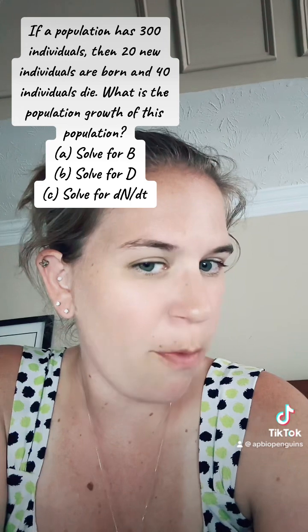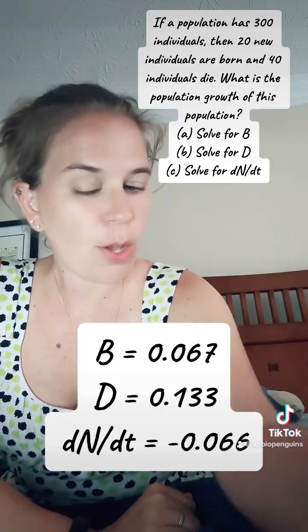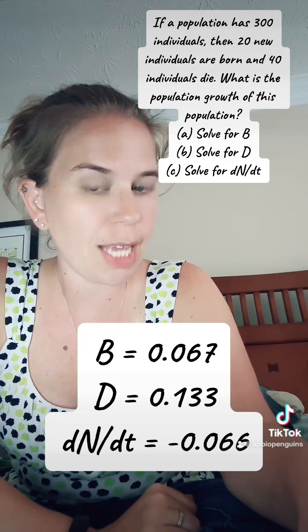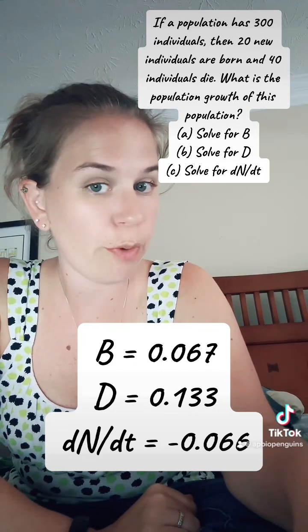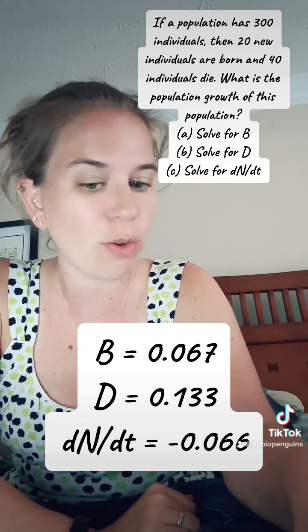So quick math problem for you. Go ahead and pause the video and see if you can answer it. B should equal 0.067. D should equal 0.133, which means our dN over dt is going to be equal to negative 0.066.